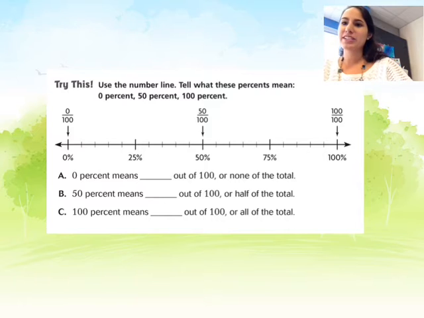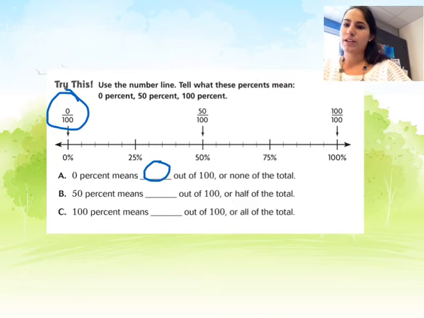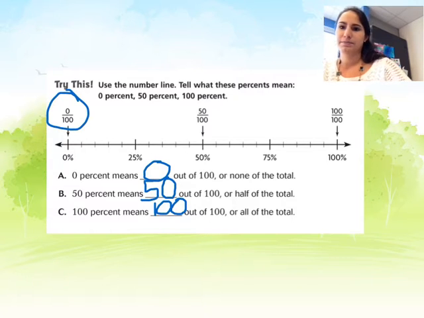Try this. Use the number line. Tell what these percents mean. 0%, 50%, and 100%. 0% is over here. 0% means 0 out of 100 or none. So if you get a 0% on something, that means you got none of it correct. 50% means you got 50 out of 100 or half of the total. And 100% means you got 100 out of 100 or everything correct.